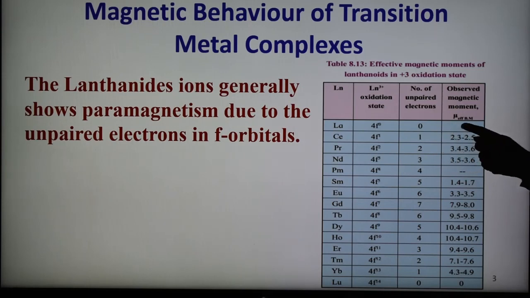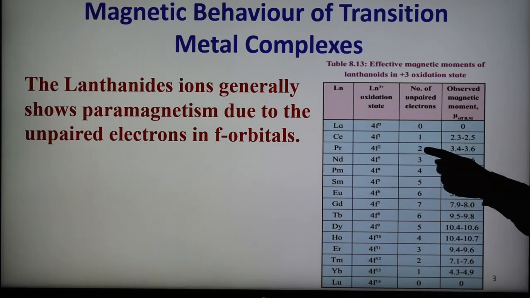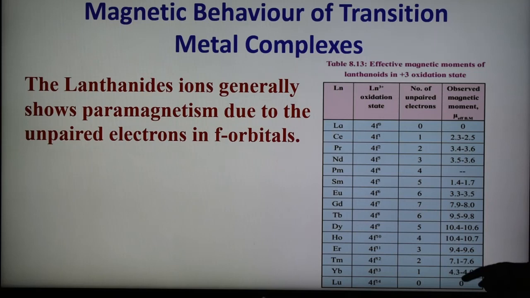The number of unpaired electrons is 0, and here is the magnetic moment value shown in this case. So these are the values of magnetic moment corresponding to their number of unpaired electrons. This table shows clearly the magnetic behavior and the effective magnetic moment of the lanthanide series elements.